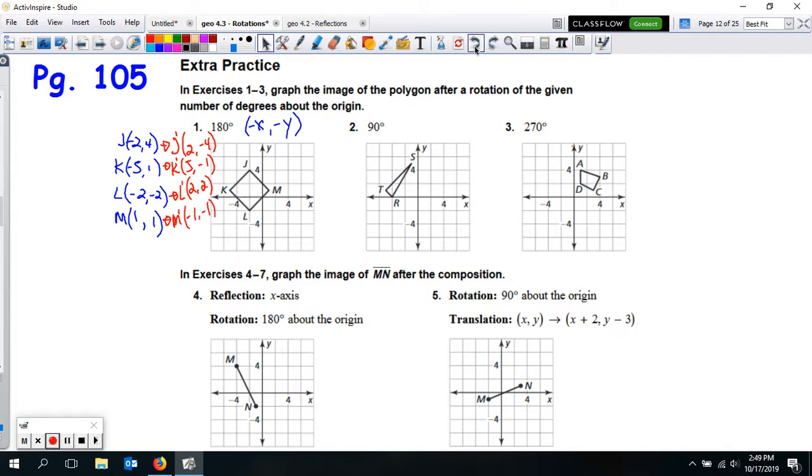And then we just want to graph it. We want to put it on here. It says graph the image, so we are going to put it on our coordinate plane. Make sure you do that as well. So plot each of these points.